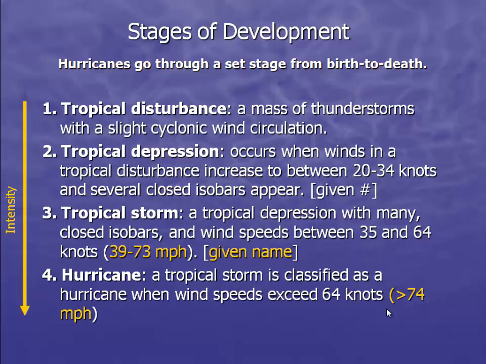So let's focus in on the Atlantic Basin, what we're familiar with here in the United States, which are hurricanes. Hurricanes go through a set of stages from birth to death, just like thunderstorms and just like mid-latitude cyclones. Okay. As we progress here from 1 through 4 in this number scale, the intensity of the storm is essentially just getting stronger as we go down. So the birth of these hurricanes is what we call a tropical disturbance. A tropical disturbance is nothing more than a mass, an amoeba, if you will, of thunderstorm activity that has a very slight cyclonic rotation. So in the Northern Hemisphere, it would have a very slow counterclockwise rotation.